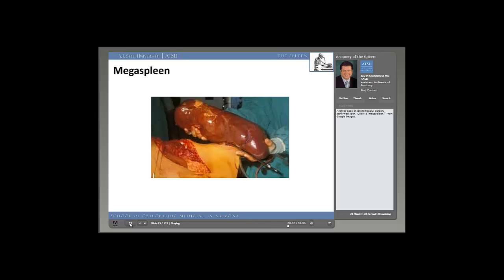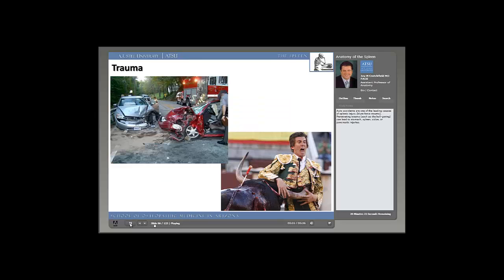One of the most common causes of splenectomy is automobile trauma, and of course penetrating trauma, in this case the horn of a bull. But in most large cities, stabbings and gunshot wounds lead to their fair share of splenectomies too.